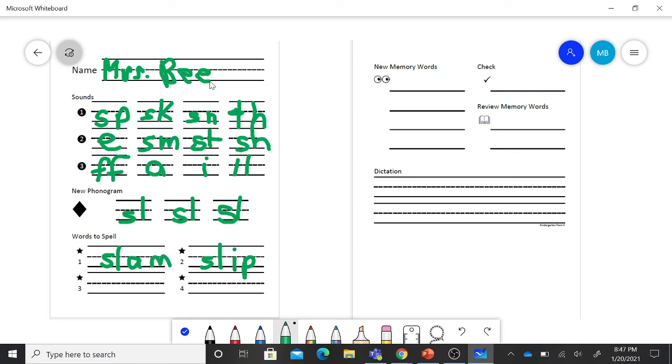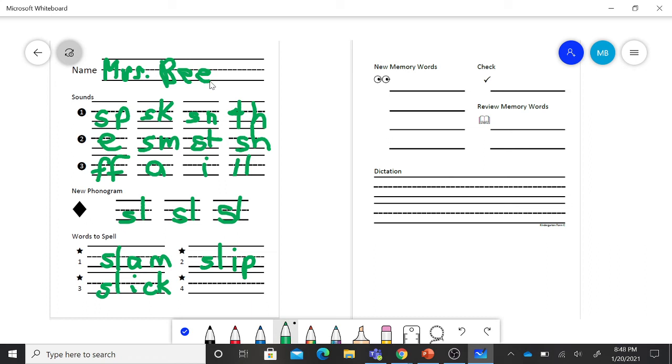The next one is slick. Outside it might be slick. Sl. I. K. Why did Mrs. B put the CK at the end? Because this is a one syllable word and that I is a short vowel. So I have to have that CK to protect that I from ever having to change his name.